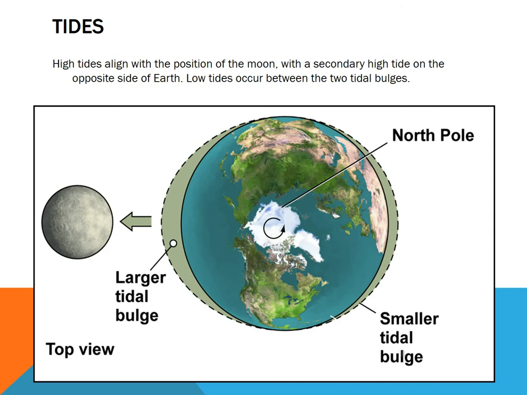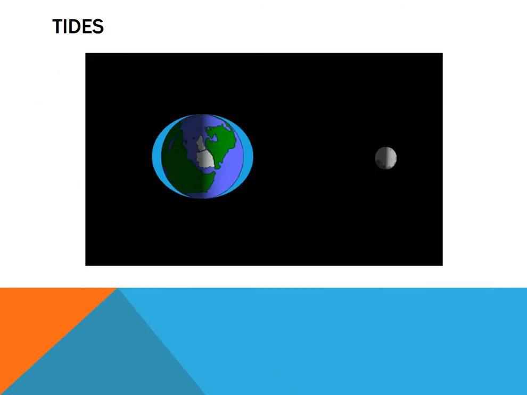High tides align with the position of the moon, and there's a secondary high tide on the opposite side of the earth. So you can see these big bulges where the water actually bulges out towards the moon, and then you have this smaller tidal bulge. And so when the part of Earth you are in is under that bulge, you're at high tide, and when you're between the two bulges, you're at low tide. And this changes twice daily because of the rotation of the Earth.